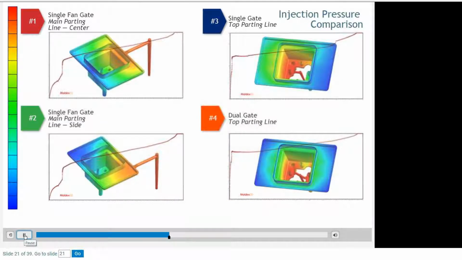Now, comparing all four examples, you can see that the dual gate setup has the most uniform injection pressure distribution. The fan gate in the center of the part has the second most uniform distribution, while the off-center fan gate and the single top gate have non-symmetrical fill patterns and higher injection pressure distributions at cavity fill. Non-symmetrical pressure distribution not only during filling, but if you get into the packing phase, you still have non-symmetrical pressure distribution.